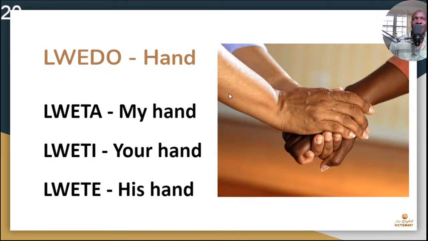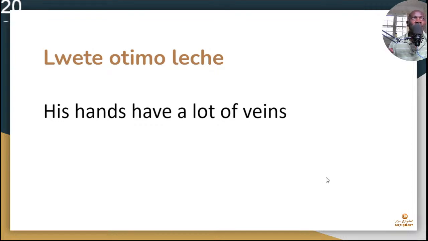In a sentence, I hope I have a sentence for this. Oh, yes I do. Luete otimo leche. The hands have a lot of veins. Luete otimo leche.